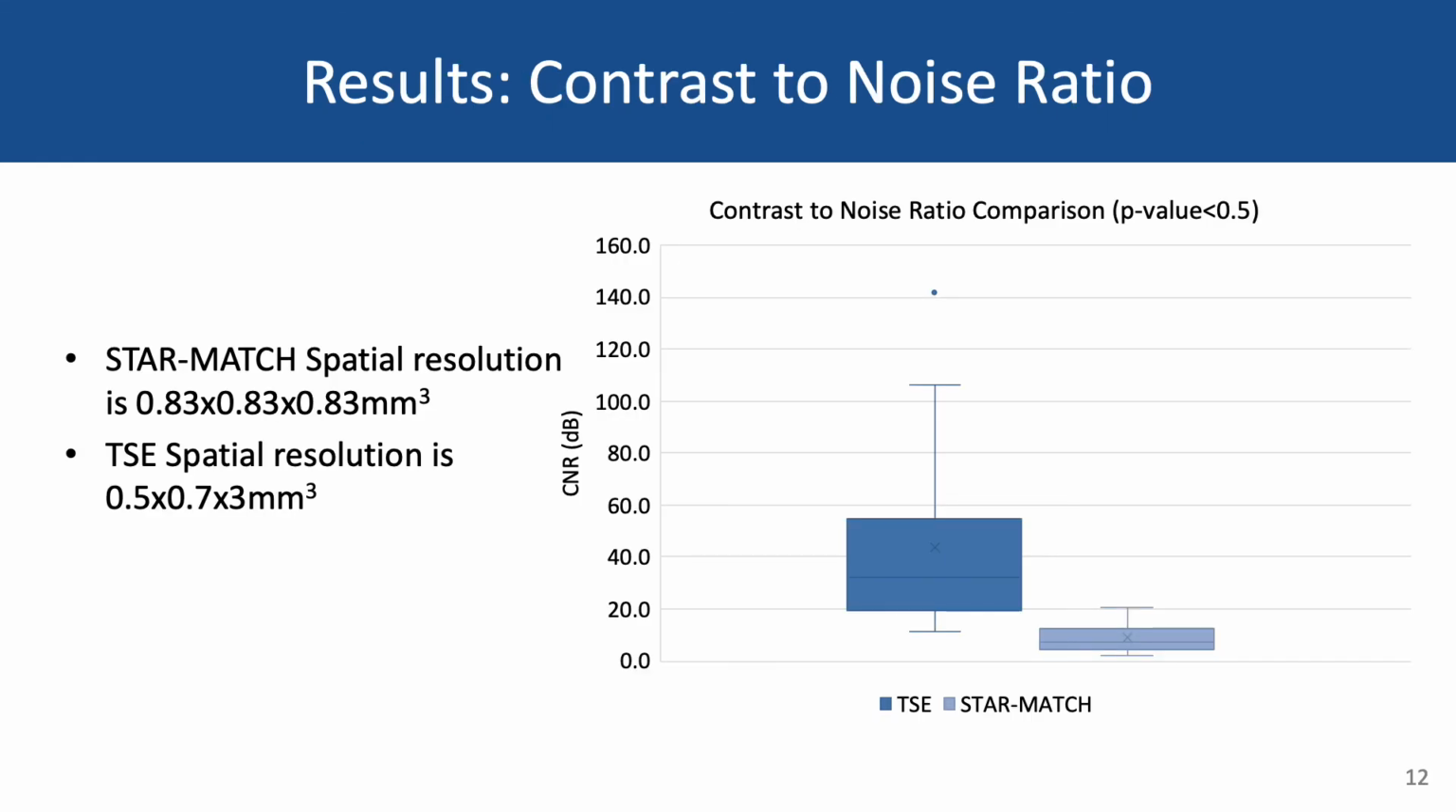This slide shows our results when we calculated the contrast to noise ratio in both sequences. The figure on the right shows that TSE has better CNR than STAR-MATCH, and there was significant difference between the CNR of both sequences. However, the lower CNR in STAR-MATCH was expected due to 10 times smaller volumetric voxel size and thinner slices. Also, STAR-MATCH had larger coverage when compared to TSE. TSE had 4 signal averages, which also increased TSE CNR.